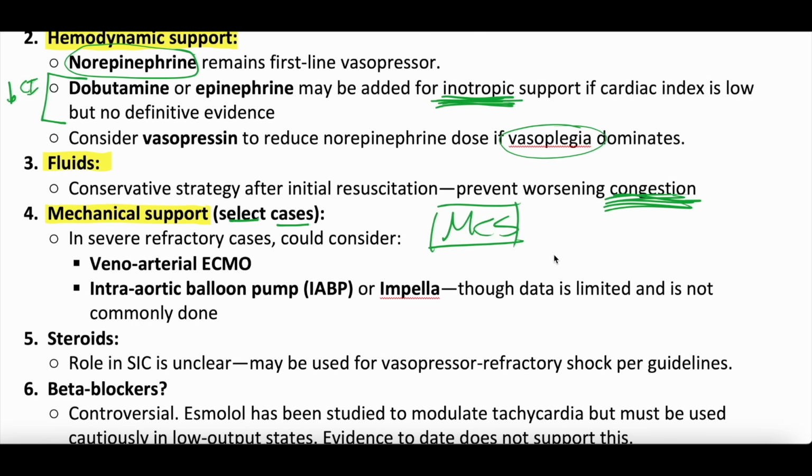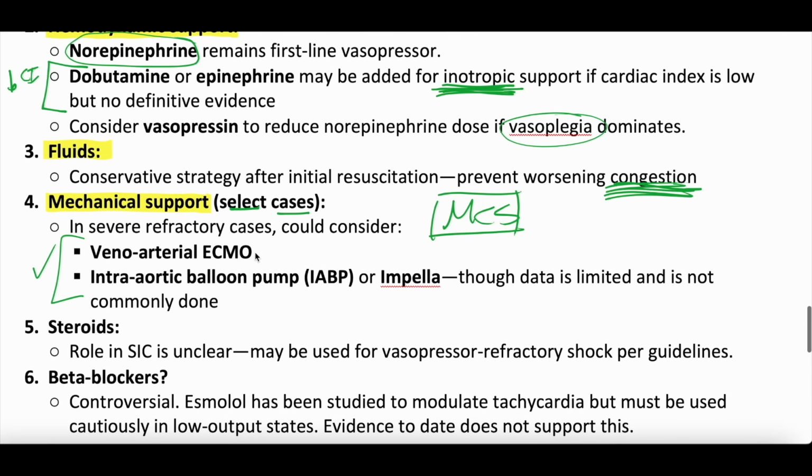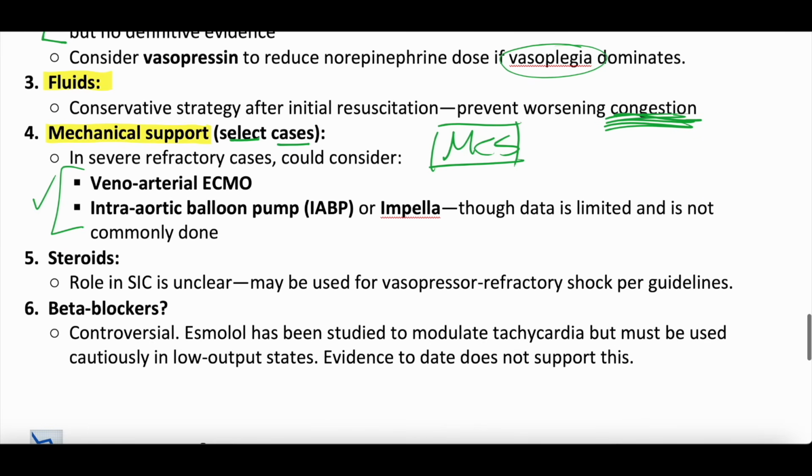Data is limited on the efficacy of these things. They're not commonly done, but they are done sometimes, and there's probably a future where they're used more commonly. So mechanical circulatory support is the end stage of support that you can provide these patients, if your institution has them and does agree to cannulate and put these patients on pumps.